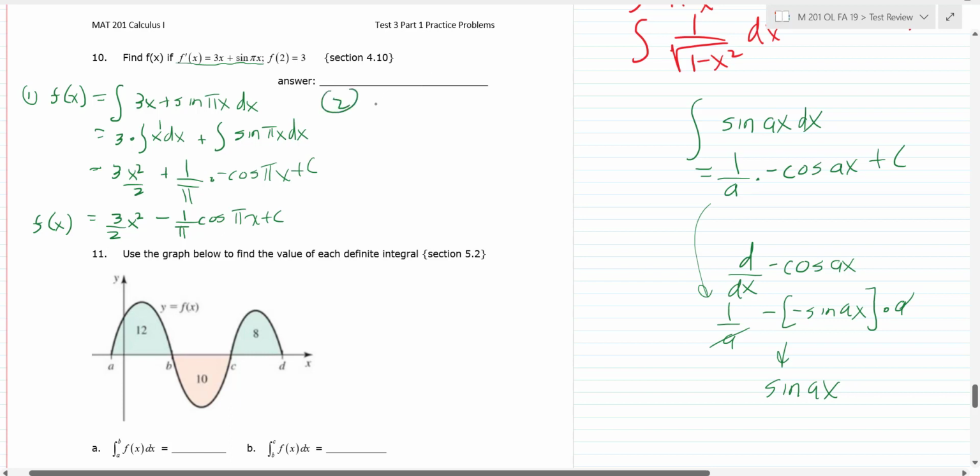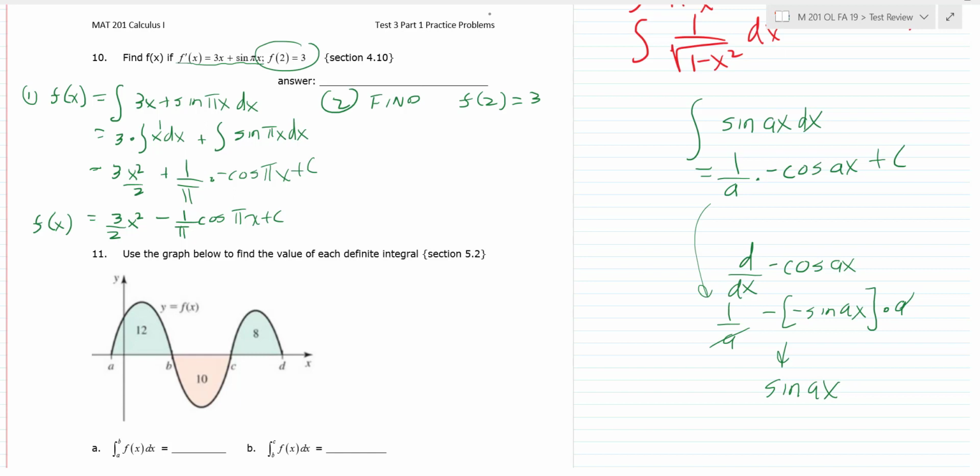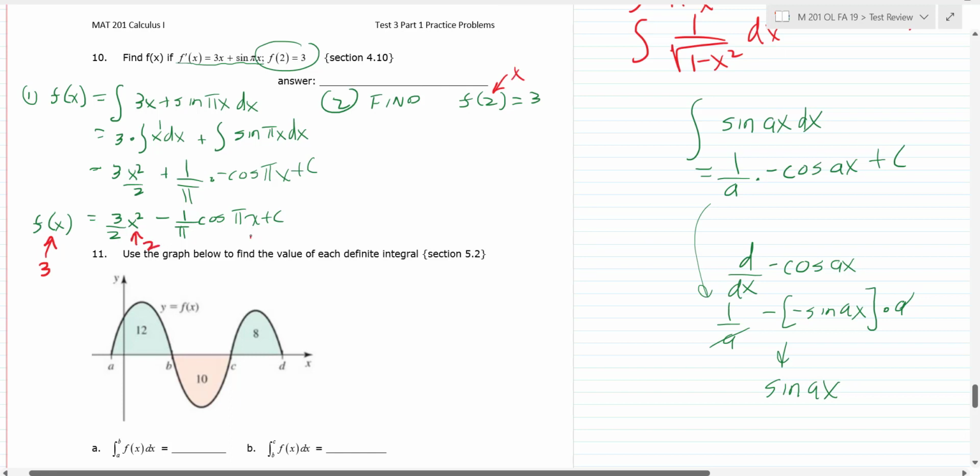Step 2 is find c. We have an initial condition. If you have f of 2 equals 3, it really means that the 3 is what f of x is when x is 2. So what you can do is plug in a 2 for x, and then f of 2 is going to be 3. So you can solve this equation.